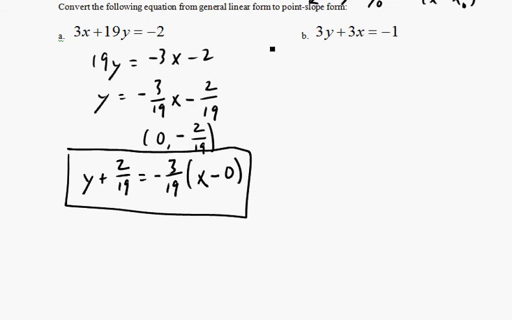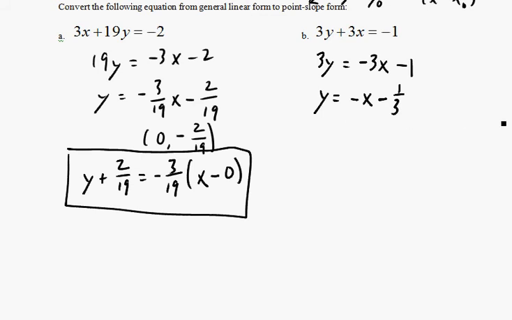So, let's see if we can follow a similar procedure for problem B that we followed in A. I'll start by isolating the 3y by subtracting the 3x from both sides, which would give us negative 3x minus 1 on the right side of the equation. Now, I'll divide both sides by 3. Negative 3 divided by 3 is negative 1, which gives us the opposite of x, and negative 1 divided by 3 would be minus 1/3.